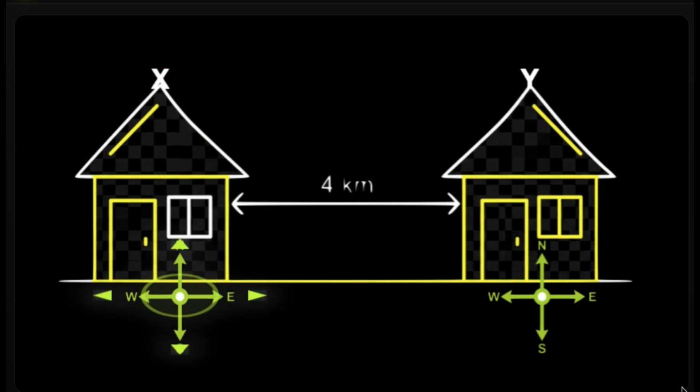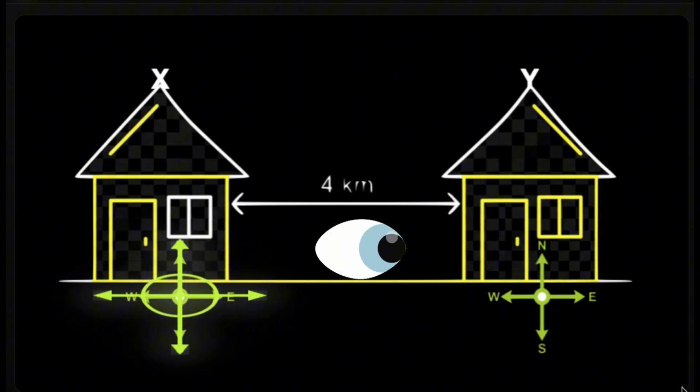Let us read the basic compass under the left house. A simple compass has 4 main cardinal points. North points straight up, south points straight down, east points to the right, west points to the left. These directions are always read from the position of the observer. That means the same object can have a different direction depending on where you are standing.